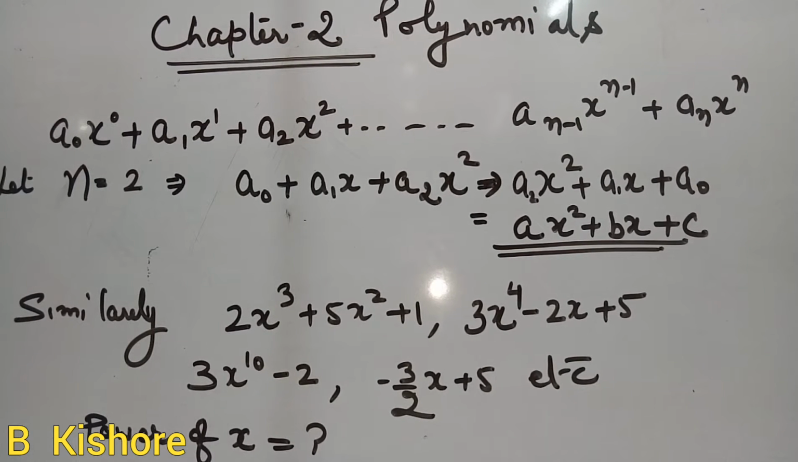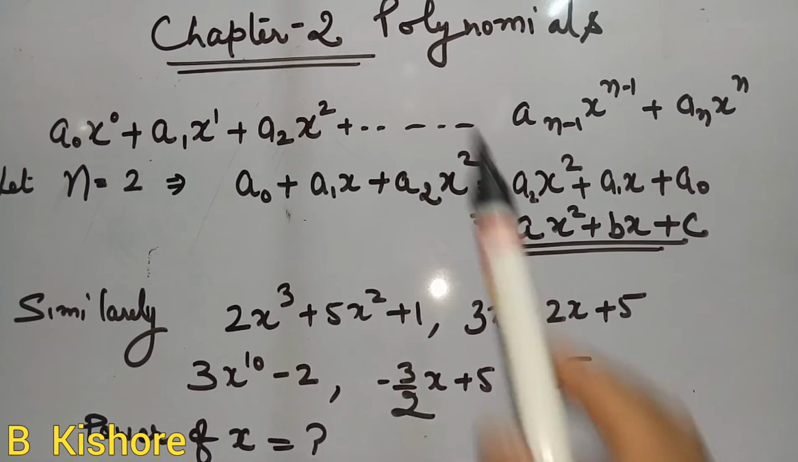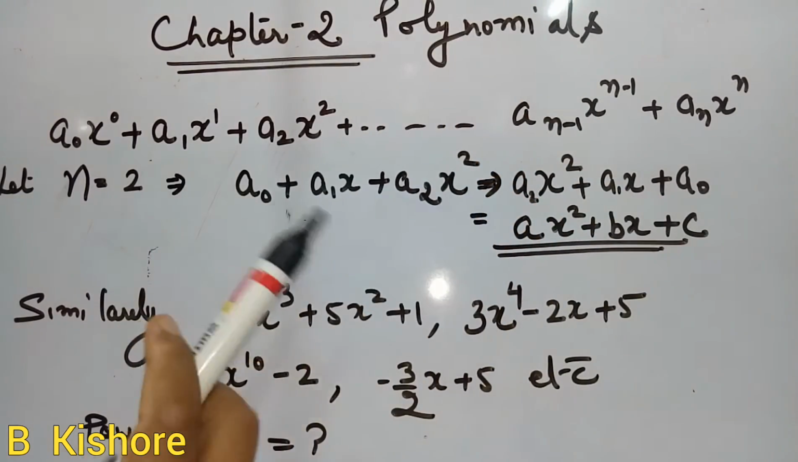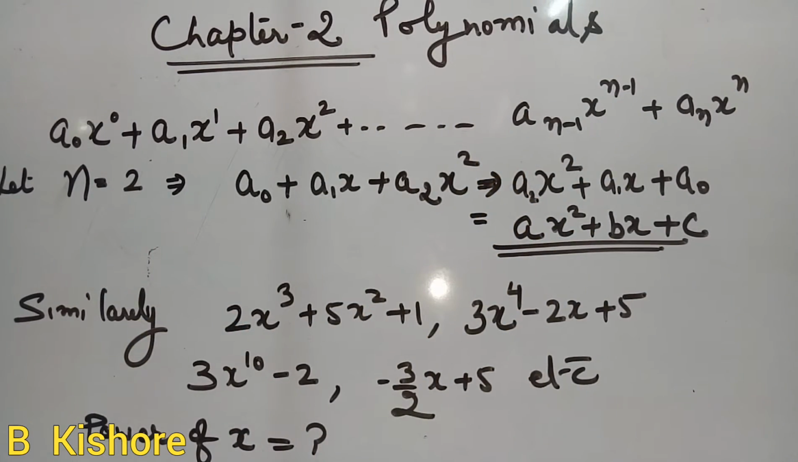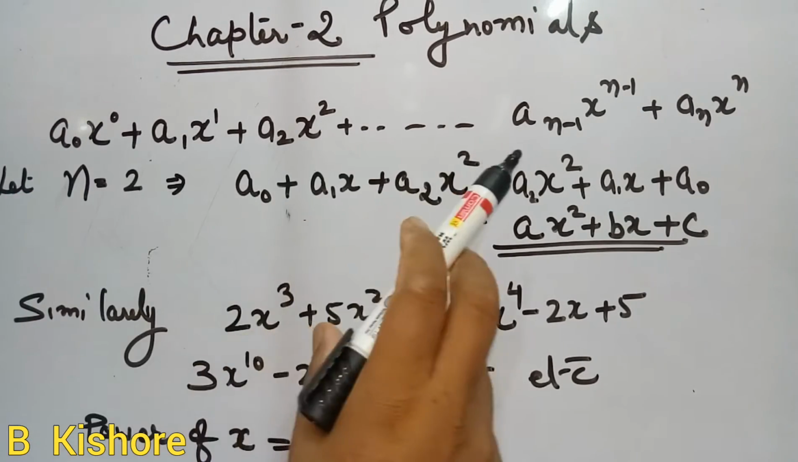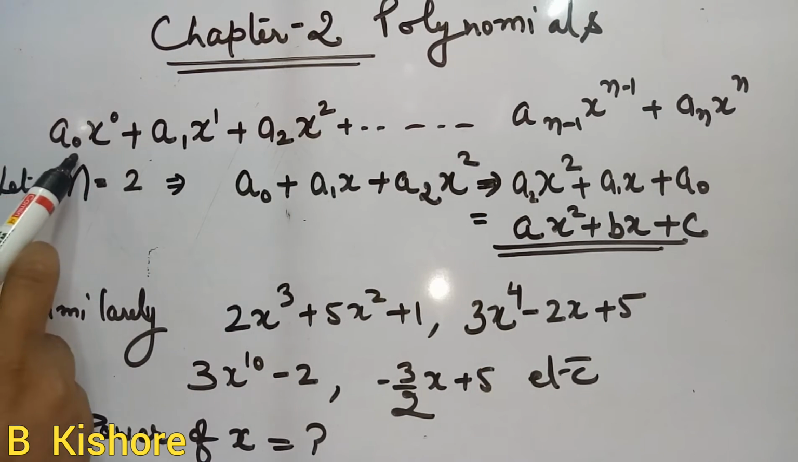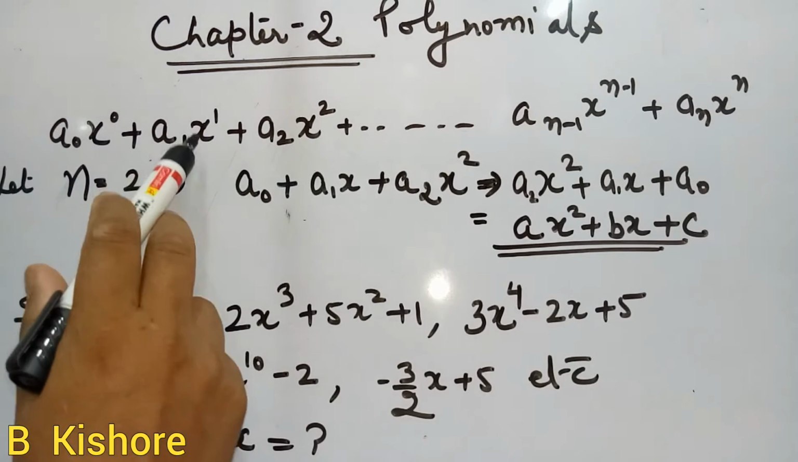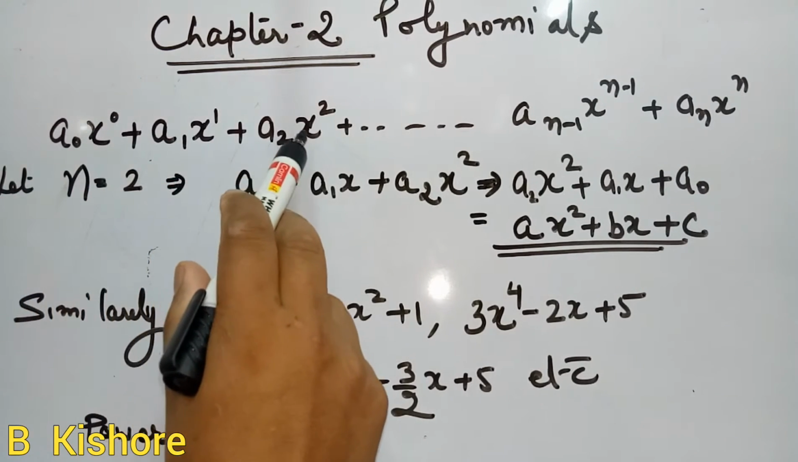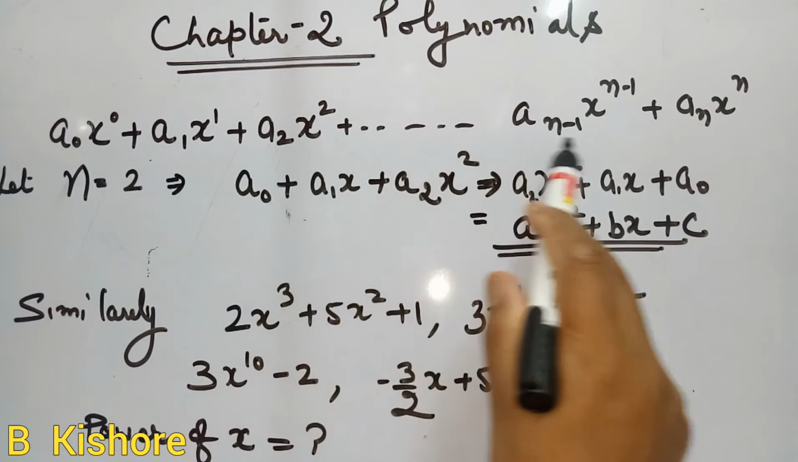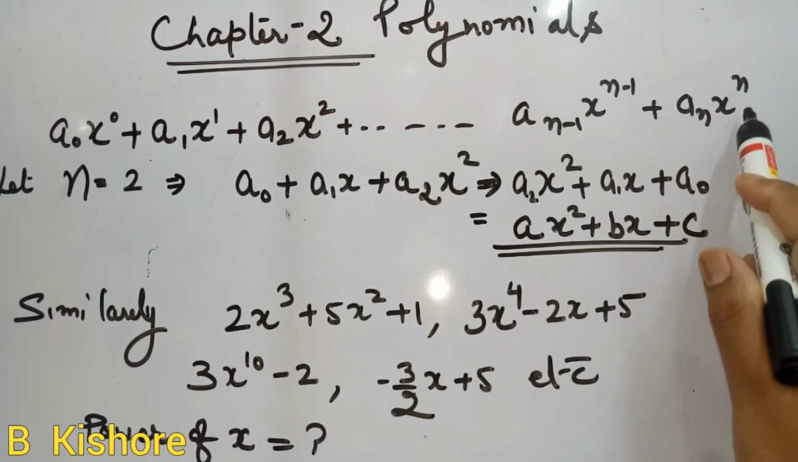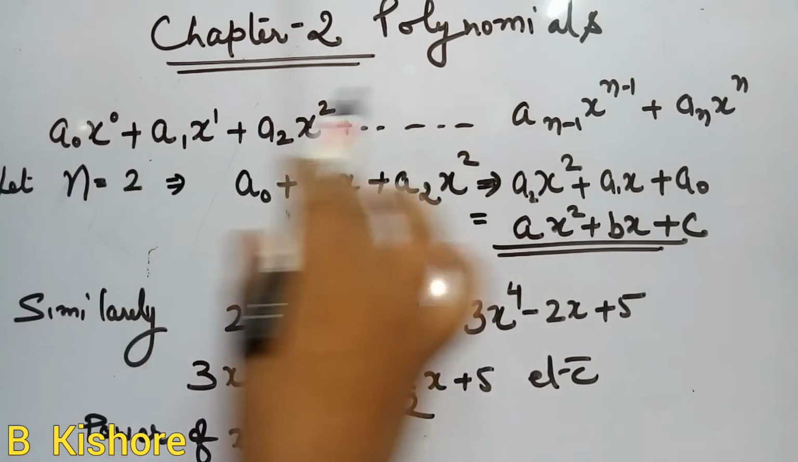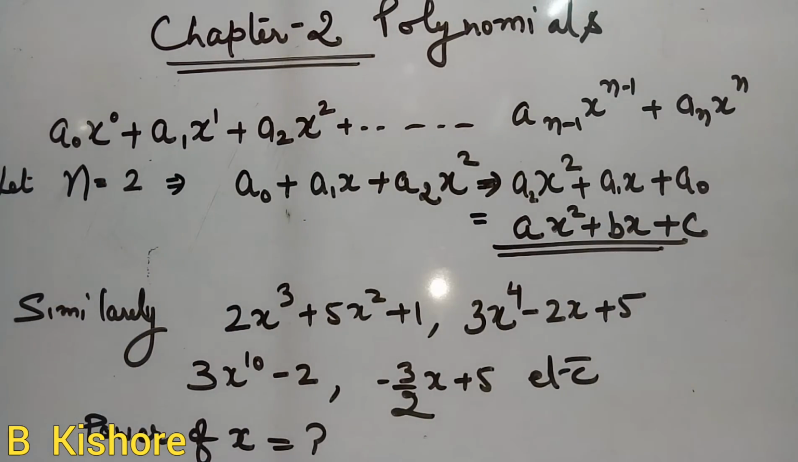ओके बच्चों, आज हम चैप्टर 2 पढ़ेंगे क्लास 10 का, दैट इज़ पॉलिनोमियल्स. OK, so in class 9 we have studied what a polynomial is. A polynomial is an expression like this. Suppose a0 x raised to power 0 plus a1 x raised to power 1 plus a2 x raised to power 2, and it goes up to an x raised to power n. Such a sequence is called a polynomial.